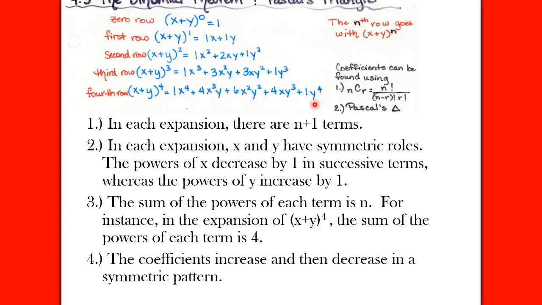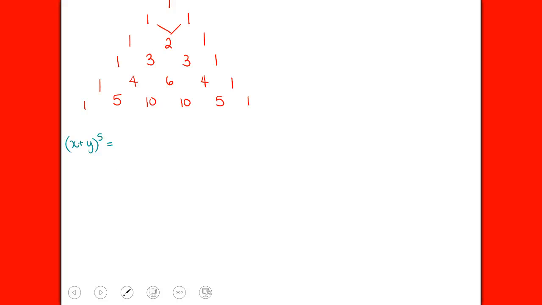Then for number 4, it says the coefficients increase and decrease in a symmetrical pattern. What they're talking about there is, you can see I have a 1 and a 1. I have a 4 and a 4. And then I have that 6 in the center. So it's symmetric. It's balanced on each side.